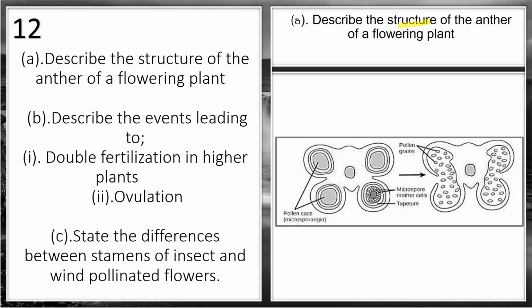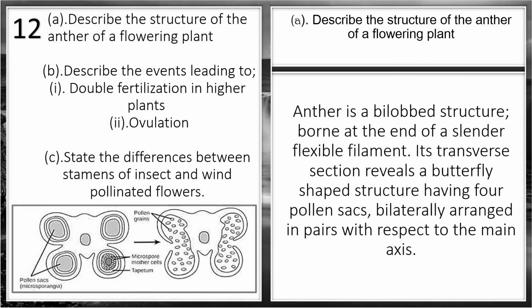Describe the structure of the anther of the flowering plant. The anthers are bilobed structures. By bilobed, we mean that they have two lobes, one on each side. They are borne at the slender flexible filament.